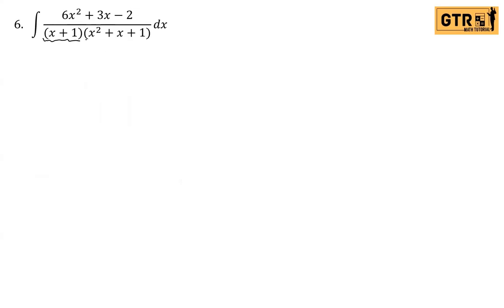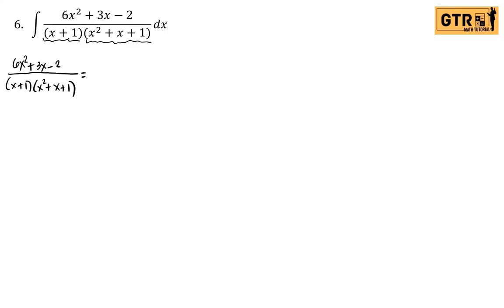Okay, and then for the second factor, this is case 3 because this is irreducible. Factors of positive 1 is only 1 and 1. And then from 1 and 1, we cannot make a sum of positive 1. So this part is case 3, irreducible. So therefore, we isolate this. We have 6x squared plus 3x minus 2 all over x plus 1 times x squared plus x plus 1.